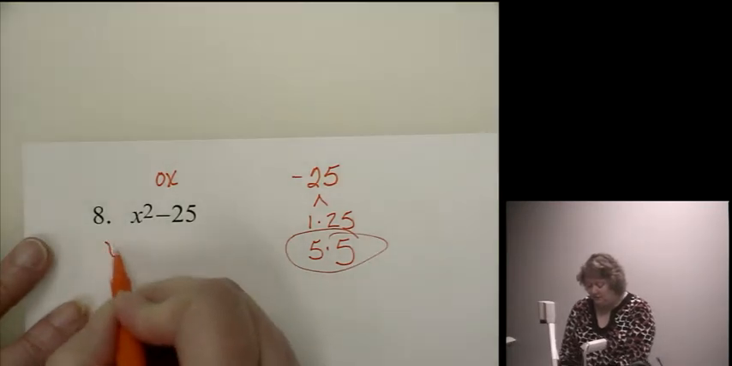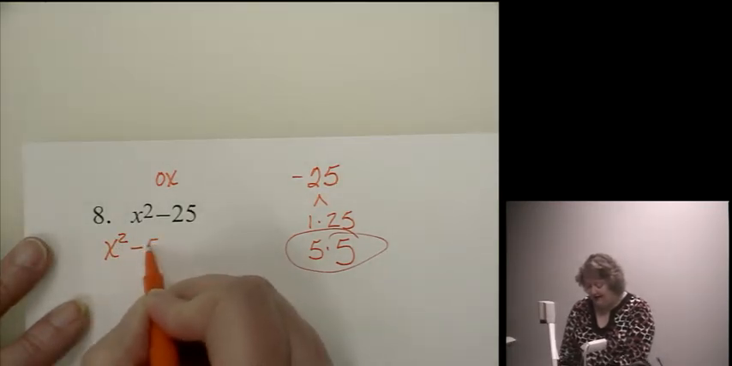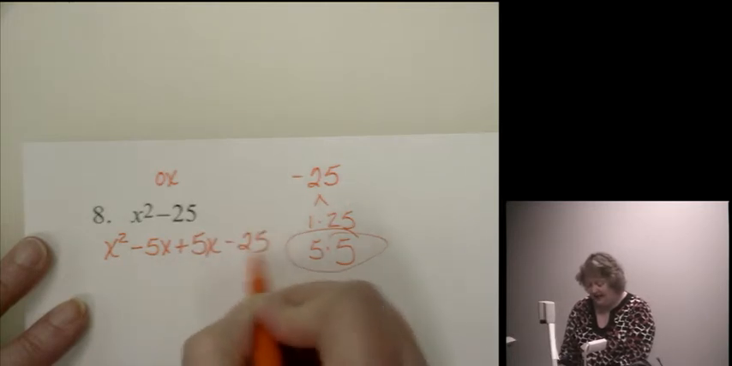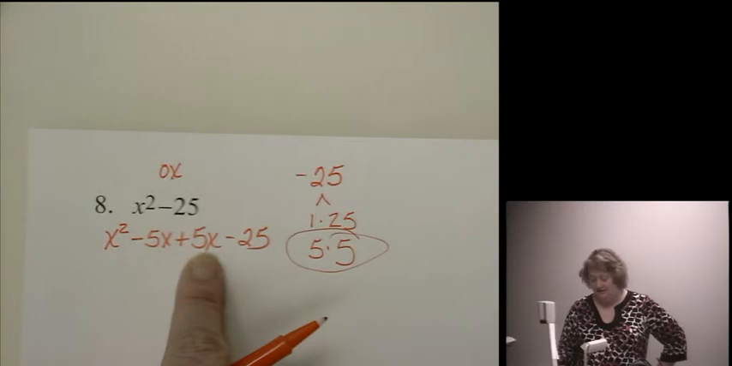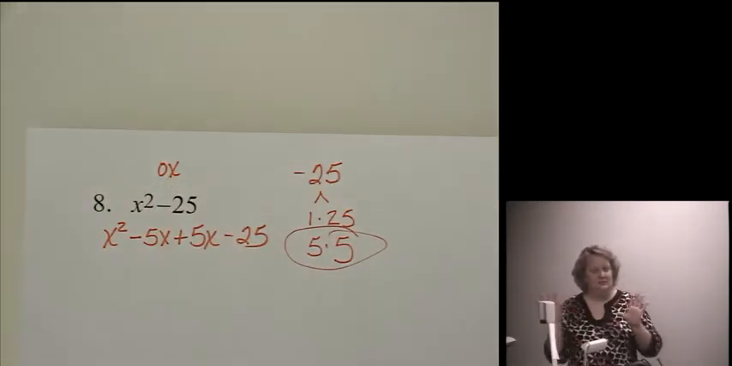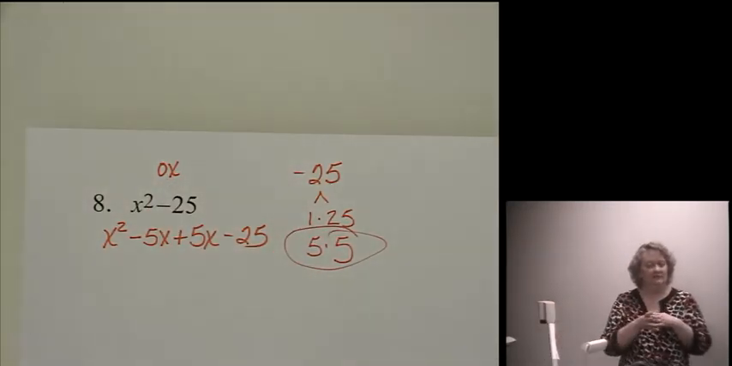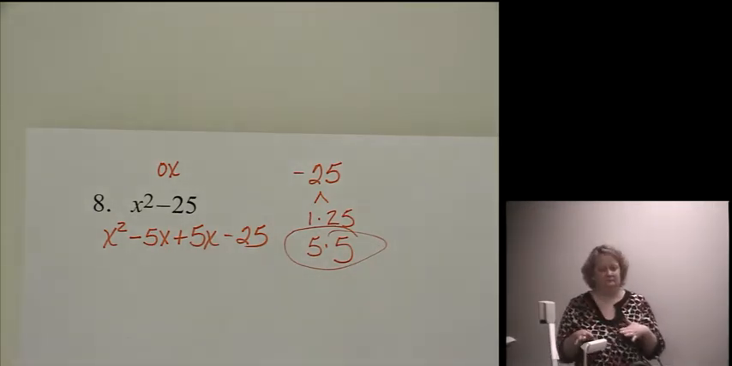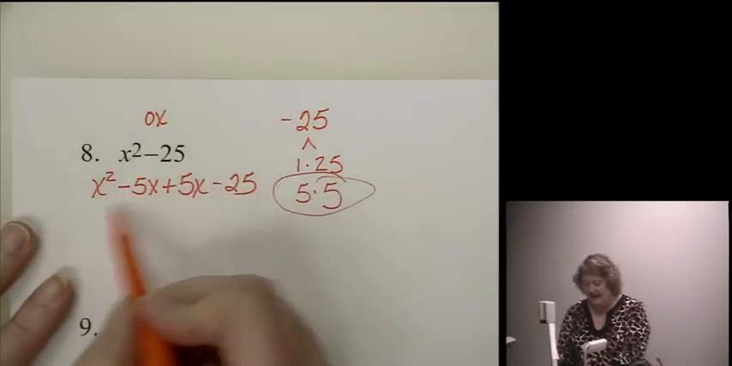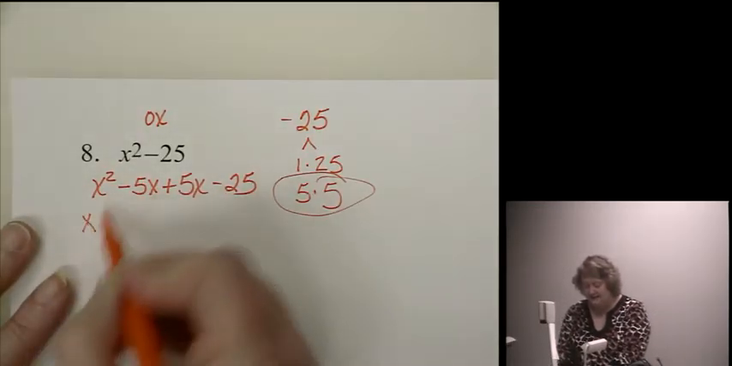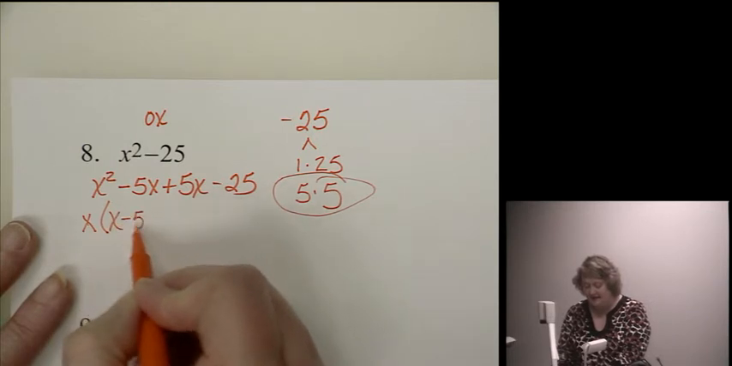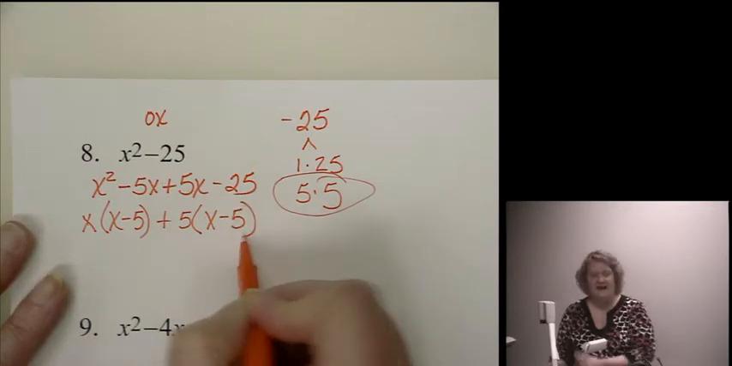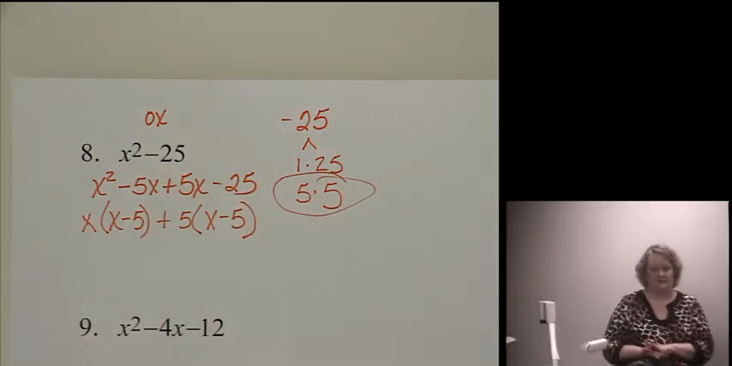Notice what we're going to do. We're going to get x squared minus 5x plus 5x minus 25. See how those would cancel each other and give us 0x. They'd cancel and disappear. So yes, we could put two terms in there that cancel, and it would still be equivalent. Now, when we factor that out, notice that gives me x times x minus 5 plus 5 times x minus 5 when I factor out my common factors.